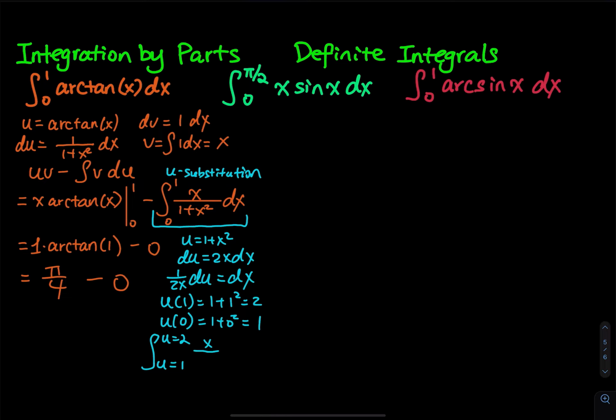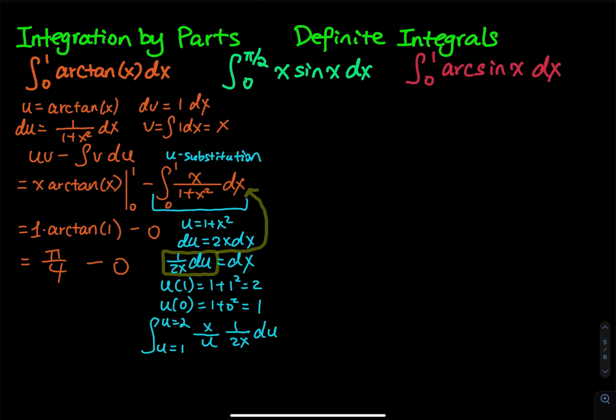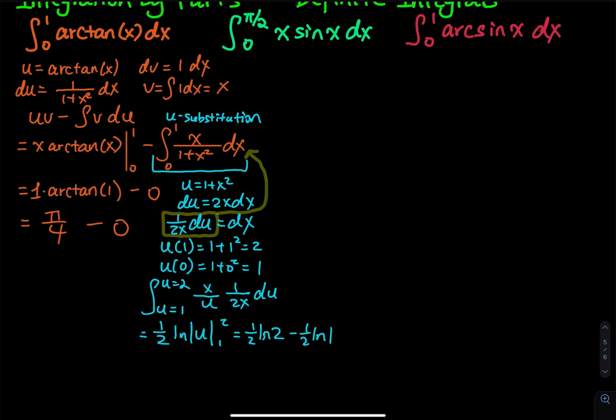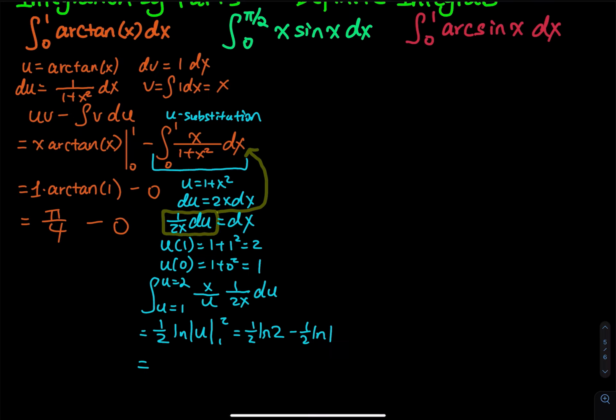You have your x divided by u, and then 1 divided by 2x du, right? This is from the change of variable. You are going to replace this dx with this expression. So that's how I got a 1 over 2x du. And then the x got cancelled. You have a 1 over u, right? So this is a 1/2, and then you have ln absolute value of u, where u goes from 1 to 2, and then you have 1/2 ln 2 minus 1/2 ln 1. And ln 1 is equal to 0. So this is just equal to 1/2 ln 2, from the u substitution.